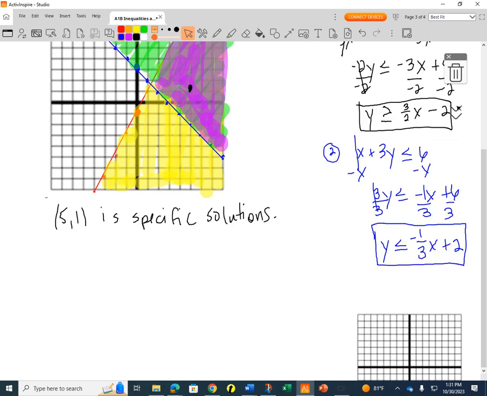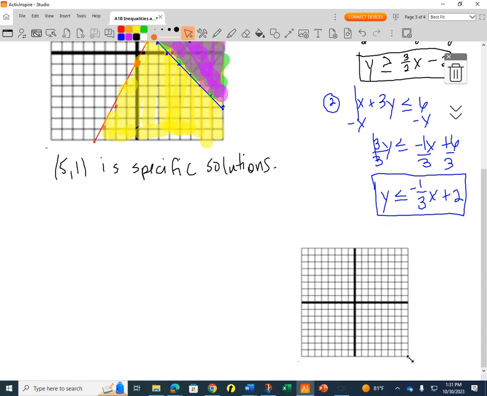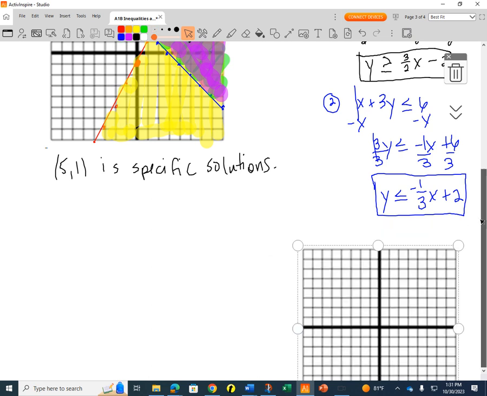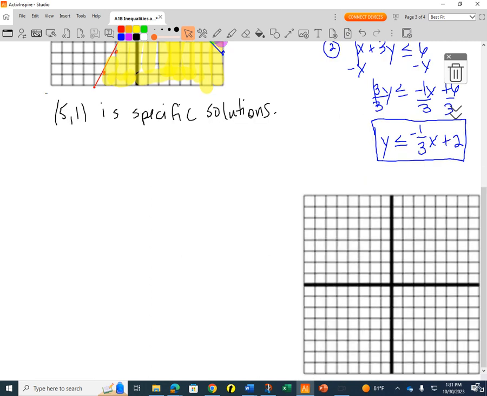You may think, well, we learned how to graph with x and y intercepts, but we do not want to use that strategy because sometimes the inequality symbol has to flip.